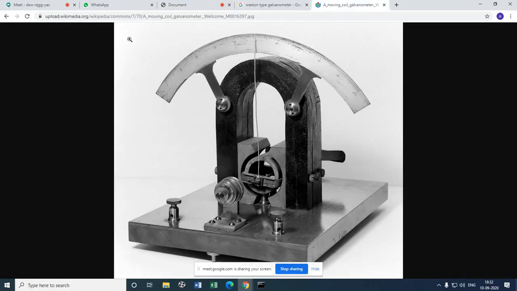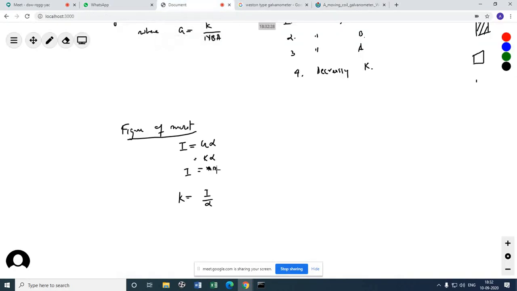And I will show you something here now. This determines how sensitive it is. K is equal to I by alpha. So for example, some common figures of merit will be 20 microamp per division. The SI unit would be ampere per division, or ampere per deflection.